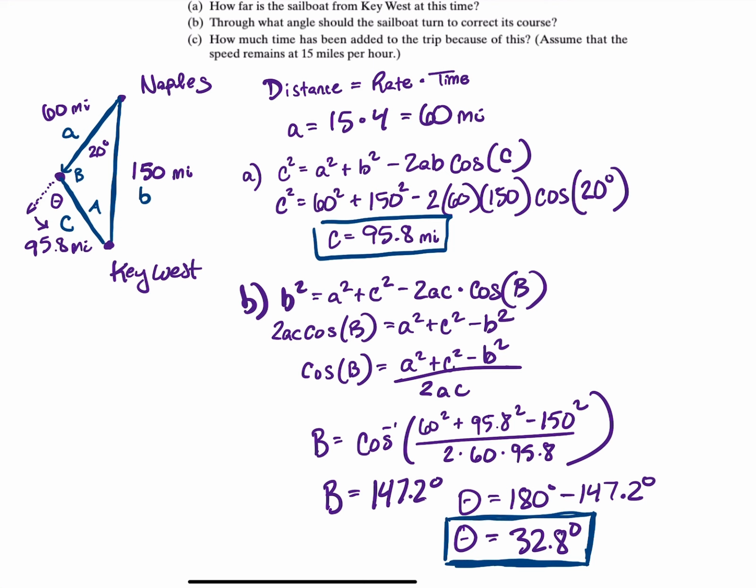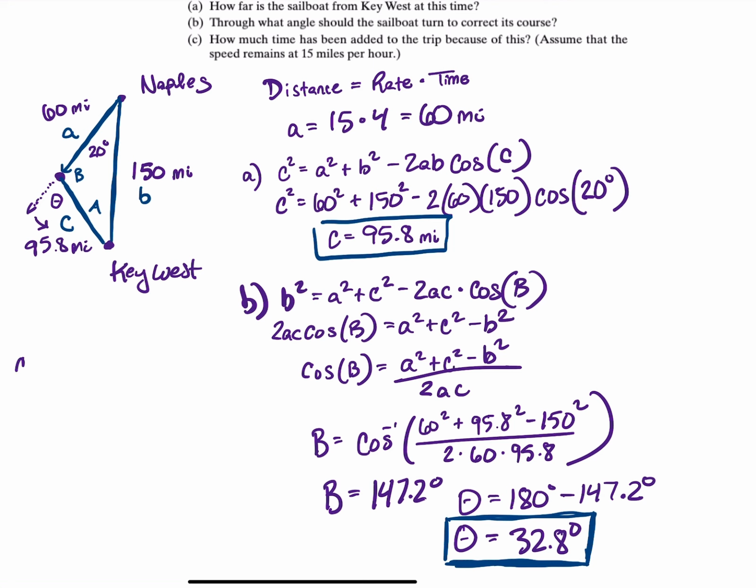Part C asks us how much time has been added to the trip because of this. So let's assume that the speed remains at 15 miles per hour. So let's find out how much farther we're traveling. Normally we would have traveled just this straight 150 miles. So let's see how much more we need to travel in terms of miles, and we can find out how long that would take.